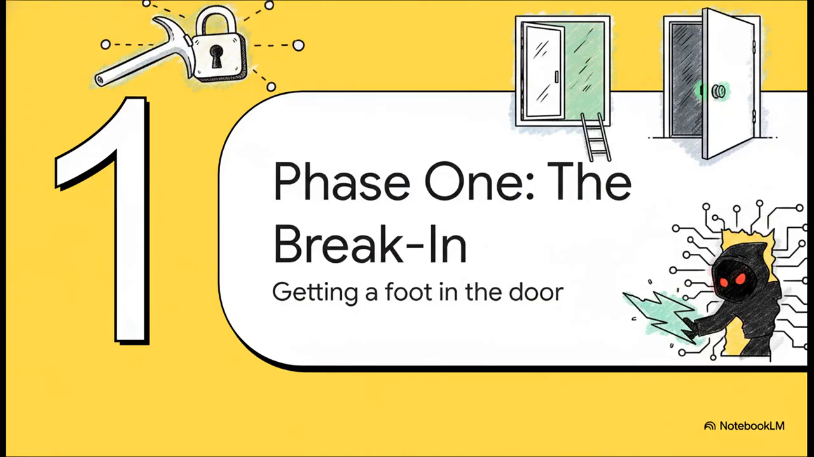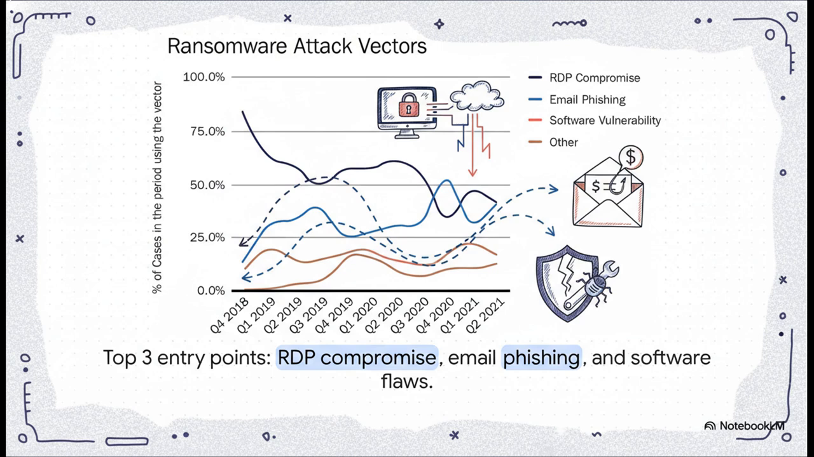All right, so every single heist needs a way in, right? And in the digital world, attackers are basically just walking around the neighborhood, checking for unlocked doors and open windows that lead right into a company's network. Now, this chart here is pretty fascinating because it shows how these methods kind of ebb and flow over time. But you'll notice three main techniques consistently pop up at the top.